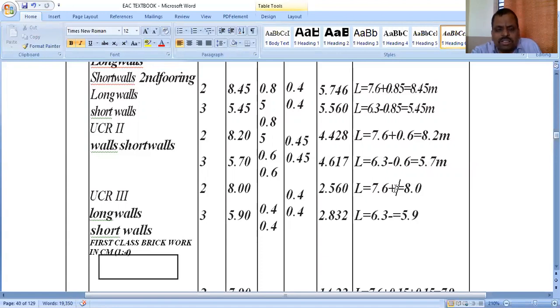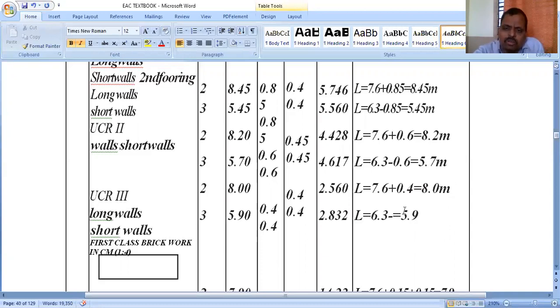Now here, if you refer to the section, they have given us the width of the item as 0.4 meter. So 7.6 plus 0.4 will be 8 meter respectively. So we have calculated the length of the long wall.